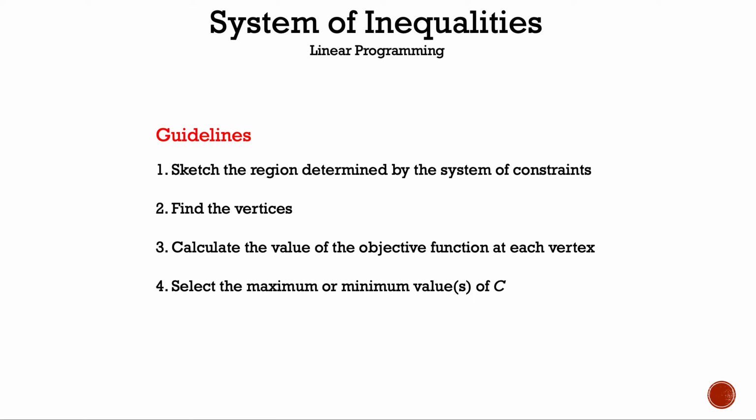Now, let's take a look at the guidelines on how to solve these type of problems. The first one is, sketch the region determined by the system of constraints. The second one is, find the vertices. The third one is, calculate the value of the objective function at each vertex. And the fourth one is, select the maximum or minimum values of C.